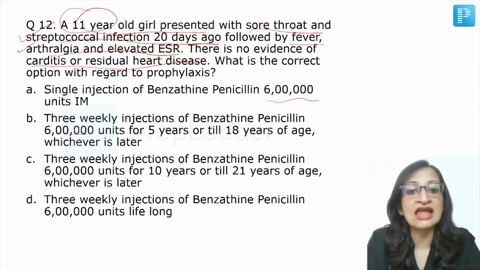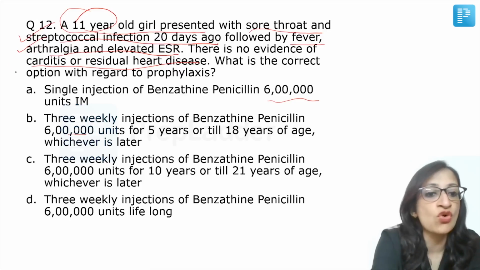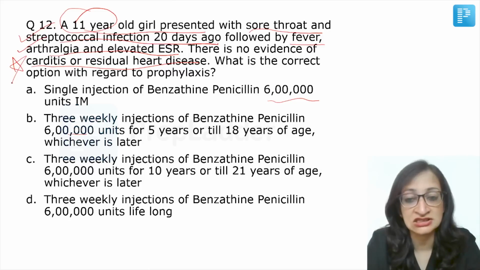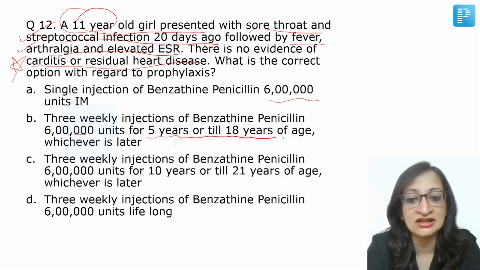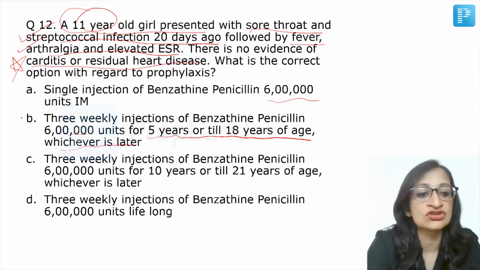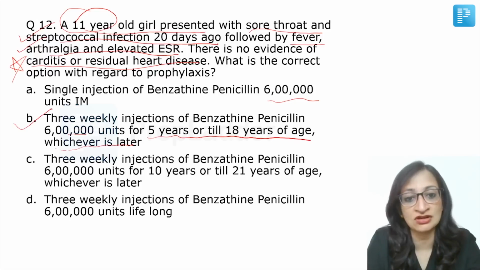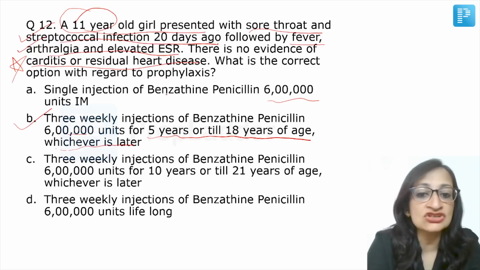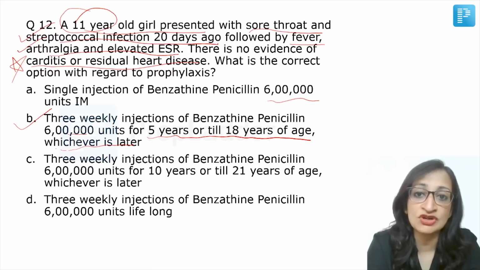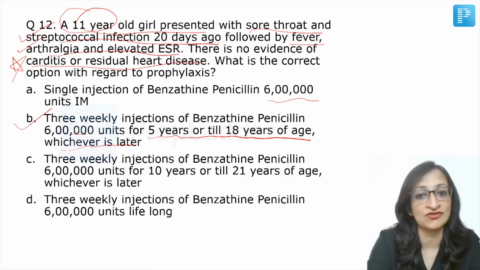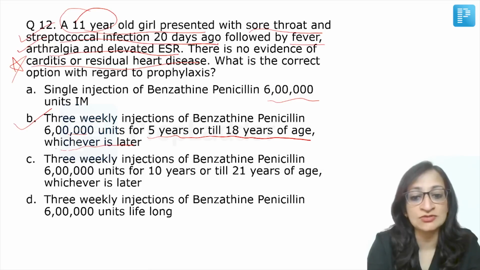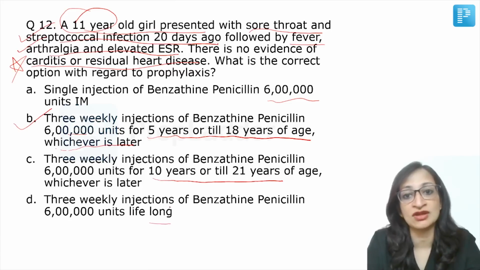Okay. And the duration of prophylaxis, because there is no carditis or residual heart disease, in that case the duration of prophylaxis would be for 5 years or till 18 years of age, whichever is later. So this is the best option out of the given options present here. A single injection of benzathine penicillin can be used for the treatment of streptococcal infection, but not for the secondary prophylaxis here. Okay. And if carditis is present or residual heart disease is present, then we need to give prophylaxis for 10 years or till 21 years of age. If residual heart disease is present, then even lifelong may be required.